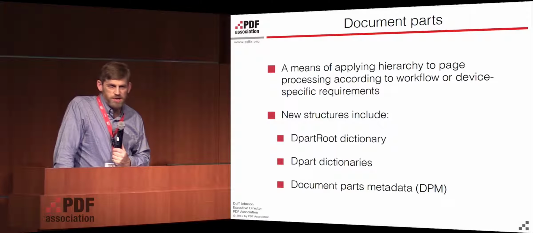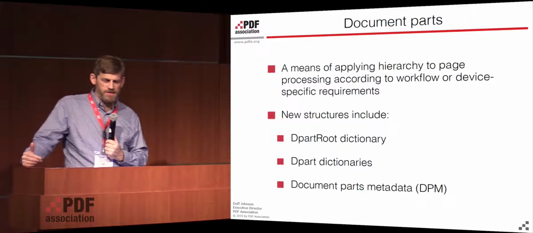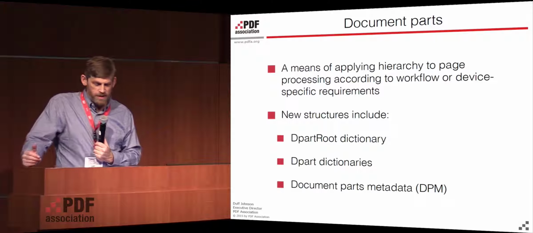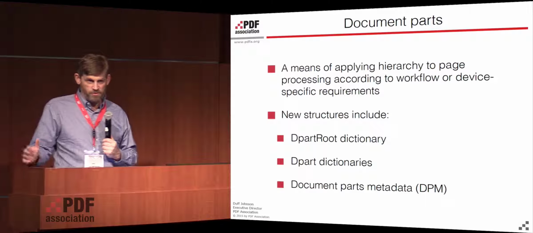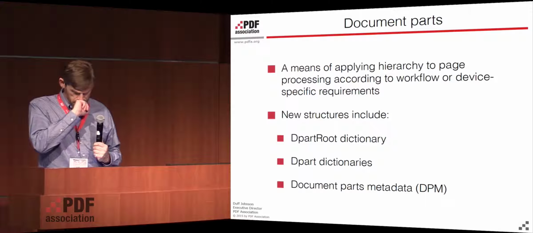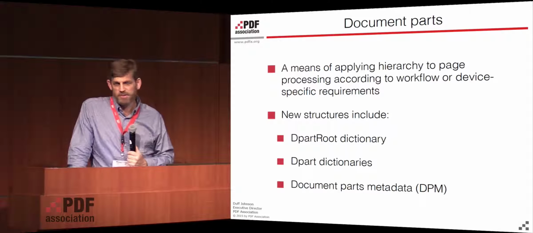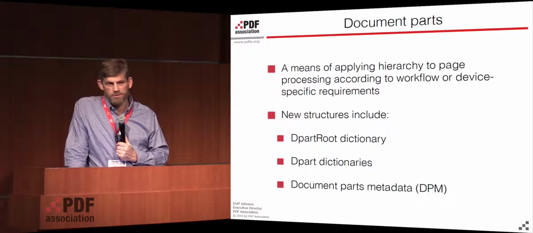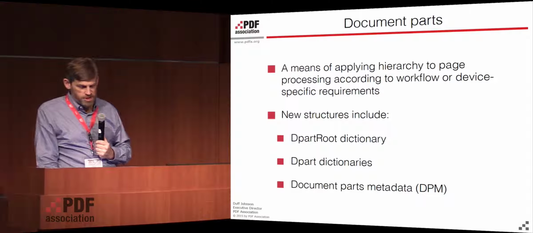Document parts, a feature introduced for PDF/VT purposes and now added also to PDF 2.0, makes it possible to process pages in a directed way for various output requirements. And there are various features, DPart dictionaries and so forth, and document parts metadata added to PDF 2.0 to provide this facility. This is essentially a facility for high-speed variable transactional printing purposes.